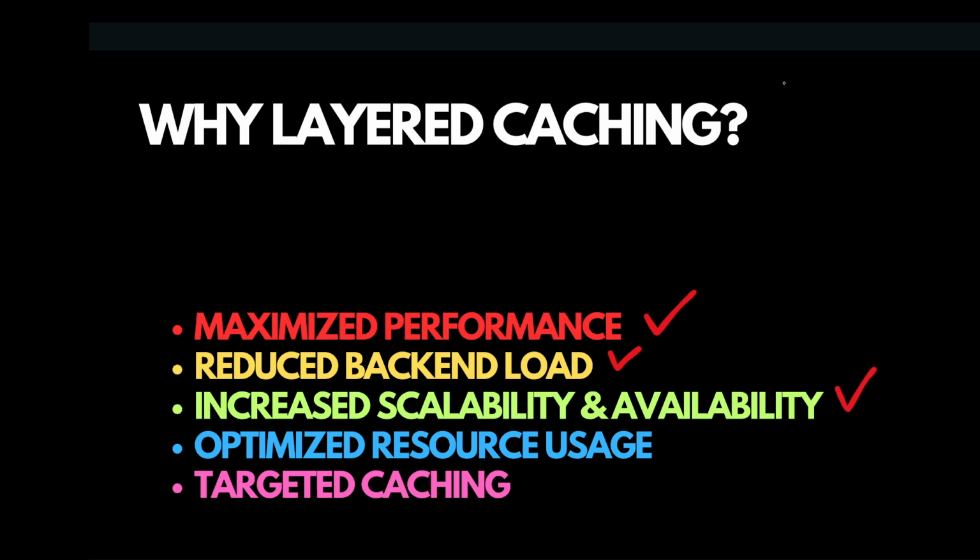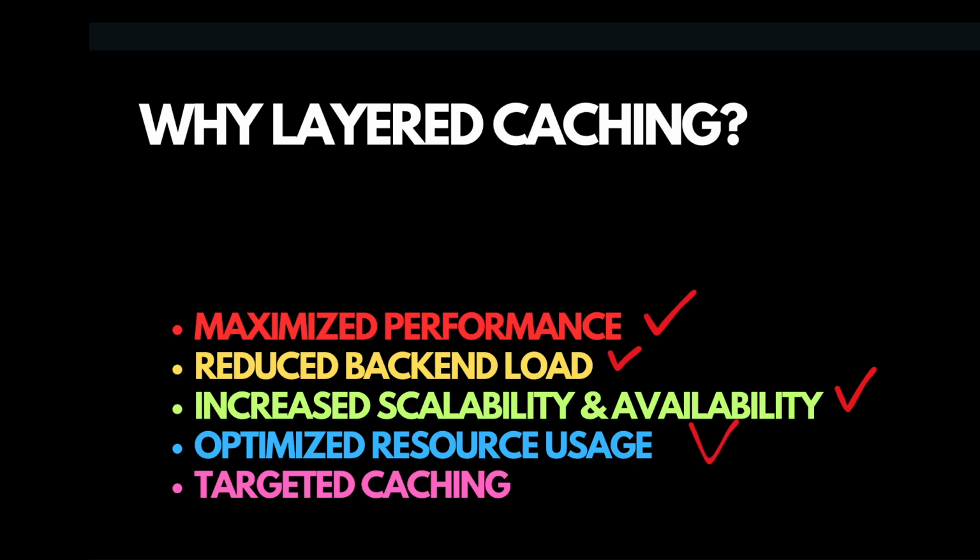Number 3, increase scalability and availability. A failure in one cache layer, like an application server's local cache clearing, won't necessarily impact the entire system, as other layers can still serve data. It adds more points of failure, but also more redundancy.